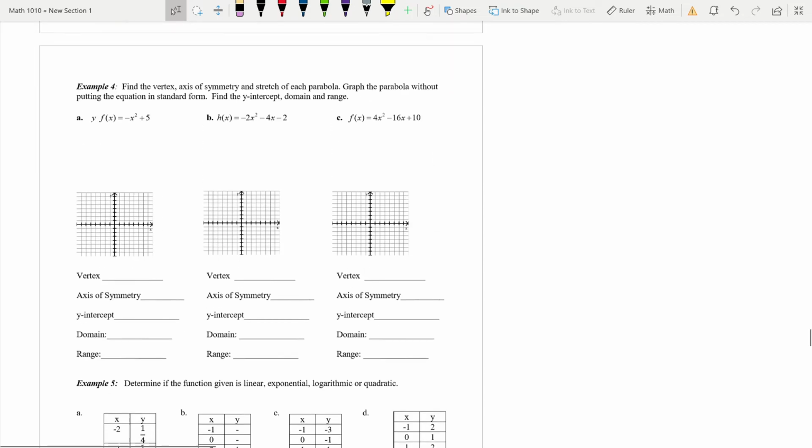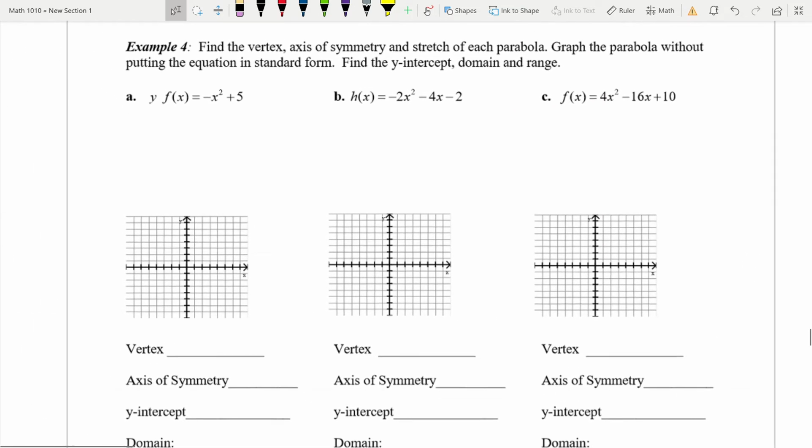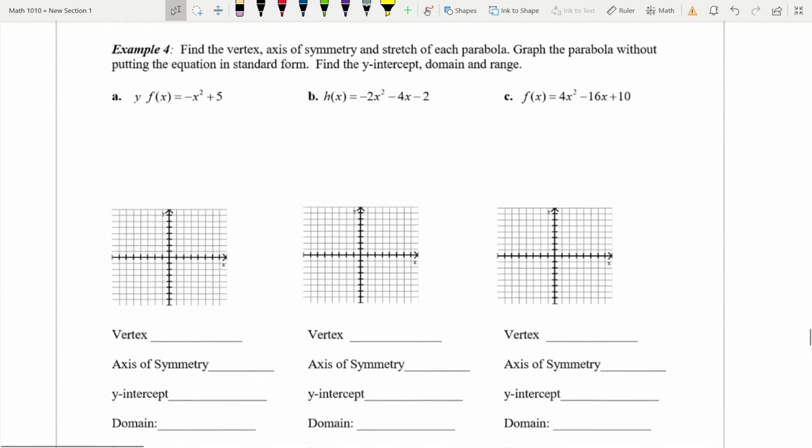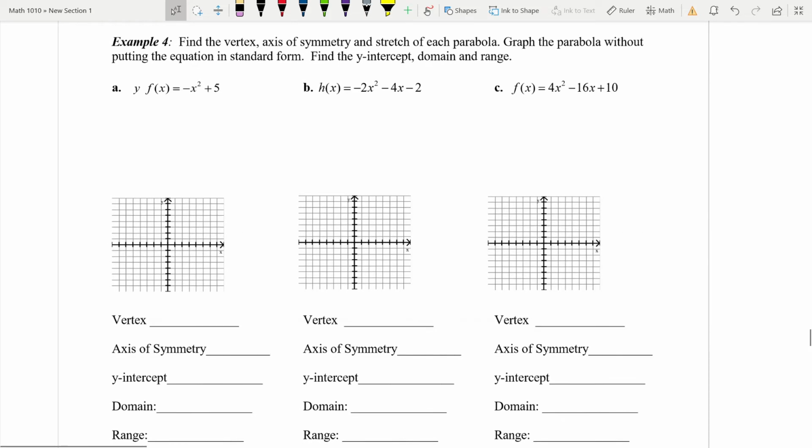We're almost done. Problems 4 and 5: find the vertex, the axis of symmetry, find the stretch, graph it, and so on. I don't know if we've graphed a parent parabola. Everybody write y equals x to the second.